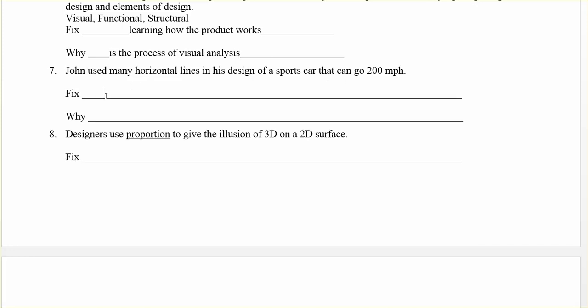So what did show us movement? That was diagonal lines. Diagonal. There we go. Diagonal lines. And what might be the reason why? Well, if diagonal lines are used to show movement, then horizontal lines show peace and calm.